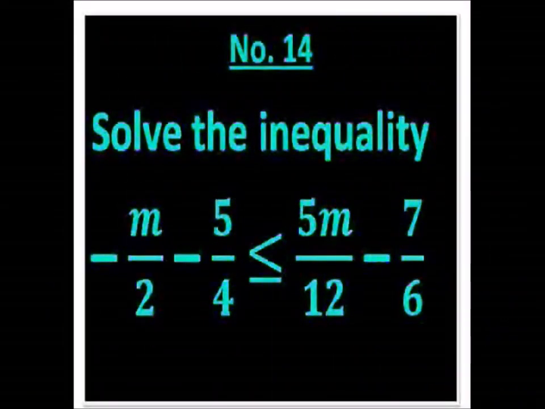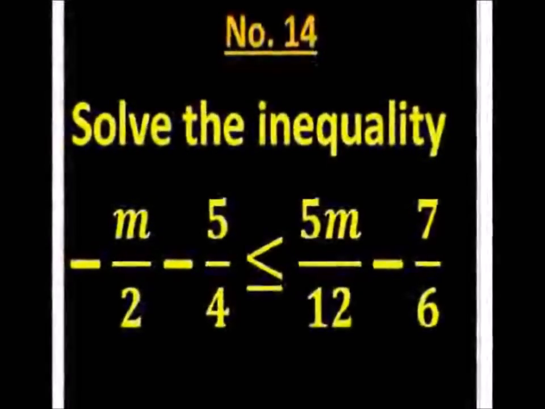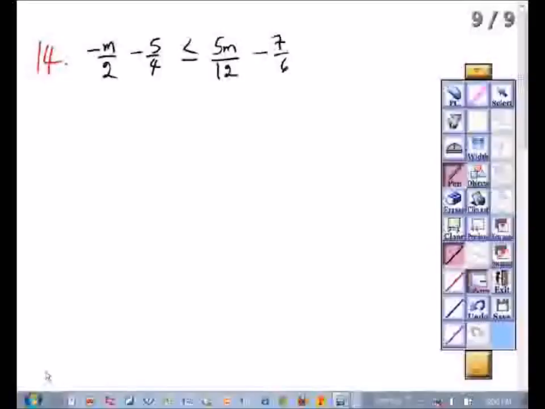Question number 14. Solve the inequality. Minus m over 2 minus 5 over 4 is less than or equal to 5m over 12 minus 7 over 6. Anytime we have an inequality or an equation that has its terms as fractions like this, the first thing that we try to do is to eliminate all the fractions involved, because it is easier to calculate in whole numbers rather than in fractions.